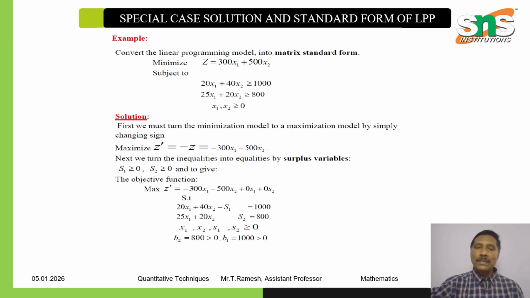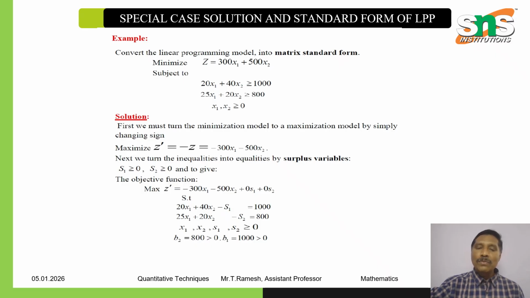Similarly, one more example, a minimum case, where the constraints are greater than or equal to type. Therefore, on the left side we subtract a variable. If it is minimum, we convert the minimum to maximum: maximum z star is minus z. Therefore, the cost function is minus 300x1 minus 500x2. Subject to the constraints, the first inequality is greater than or equal to type, so we subtract a variable: minus s1 is equal to 1000. The second is also greater than or equal, so we subtract minus s2 is equal to 800, and the objective function gets 0s1 plus 0s2.